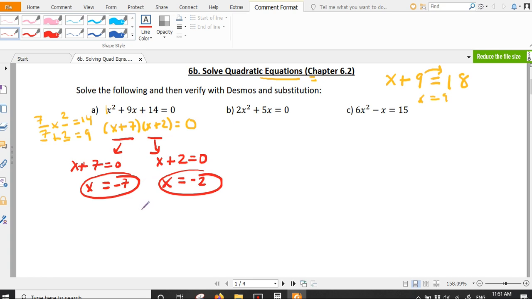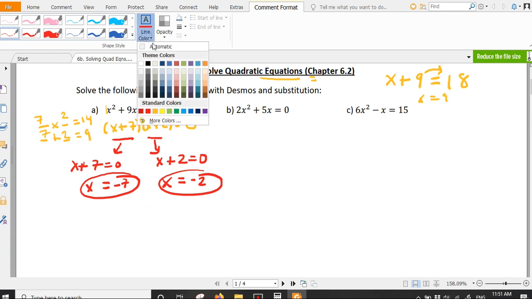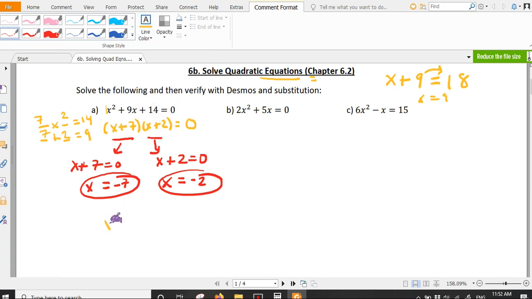Now let's see if this statement's true. So if I were to plug this back into my original equation, x squared plus 9x plus 14, does it equal 0? I don't know. Let's pick one. So if I picked negative 2, negative 2 squared would be 4. Negative 2 times 9 would be negative 18 plus 14. Does this equal 0? 4 minus 18. Oh, sorry, this should be 14. Okay, there we go. That makes more sense. 4 minus 18 is negative 14. Negative 14 plus 14 is 0.